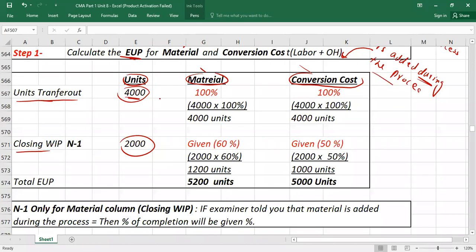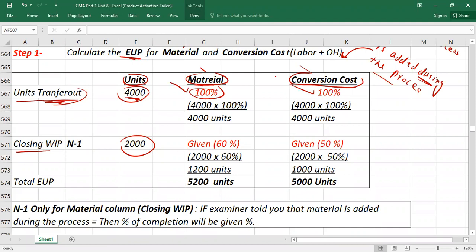Now what we will do here, the units transferred out, I want to multiply with the percentage of completion. Transfer out means, first of all, completed units. How are they completed? Obviously, you have used 100% material and you have used 100% conversion cost. That's why these units are completed. Right or wrong? So for transfer out units, the percentage of completion will always be 100% for material and 100% for conversion cost. He will not tell you the percentage of completion for transfer out units. No. By default, we'll assume these are completed units.